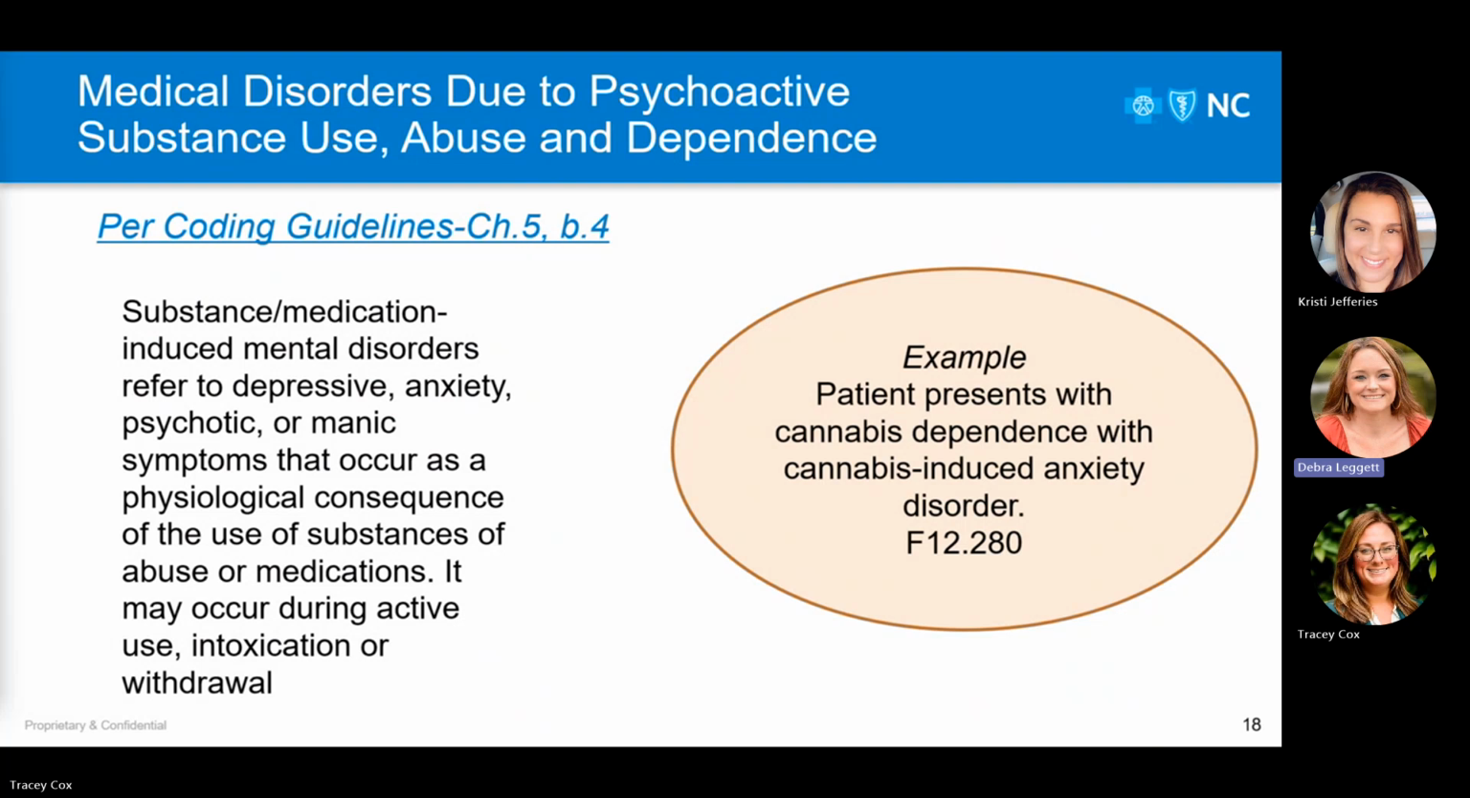These mental disorders that are caused by the substance are coded within the substance categories. For example, a patient presents with cannabis dependence with cannabis-induced anxiety disorder. There is one code for this, F12.280.